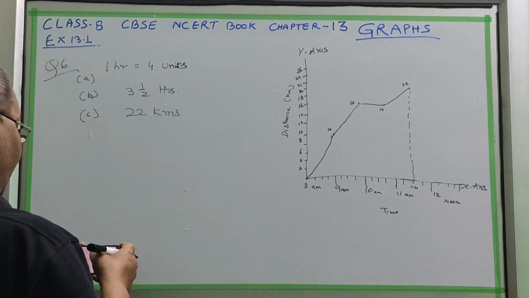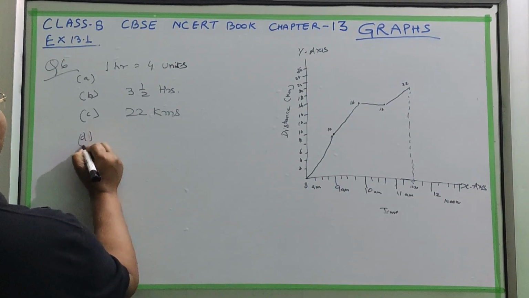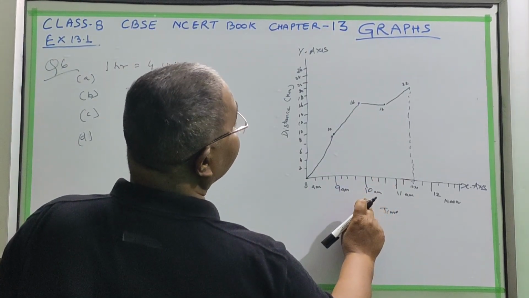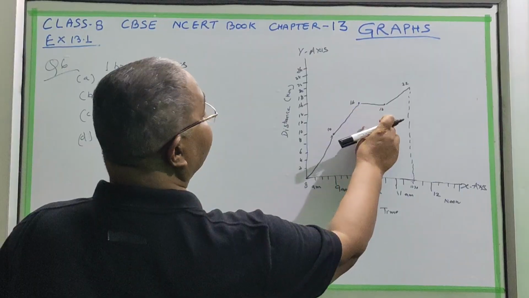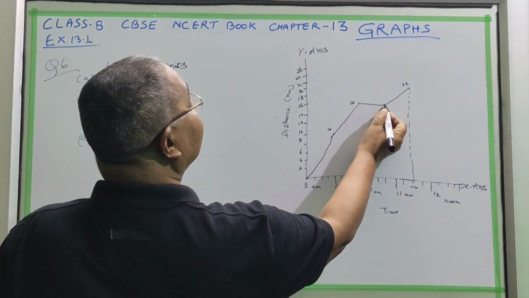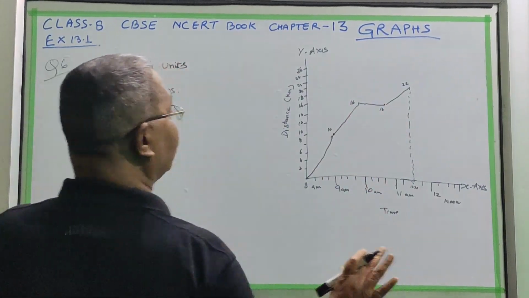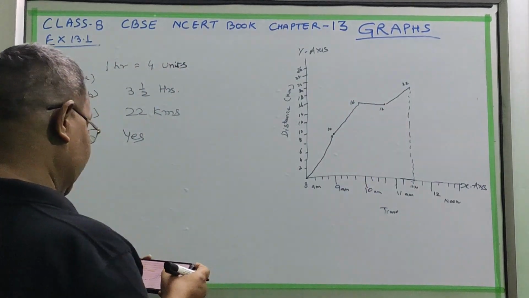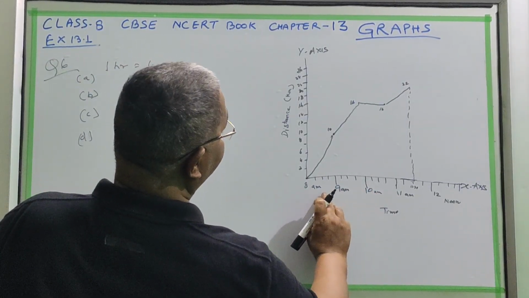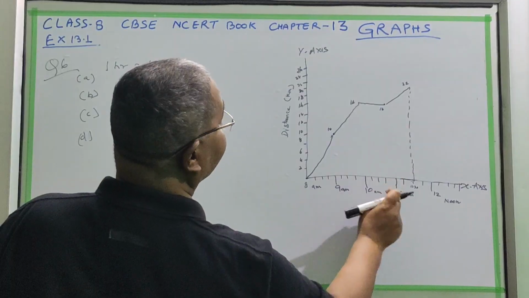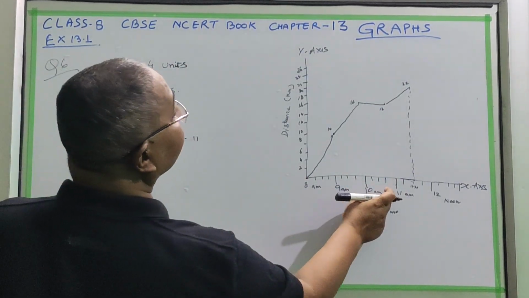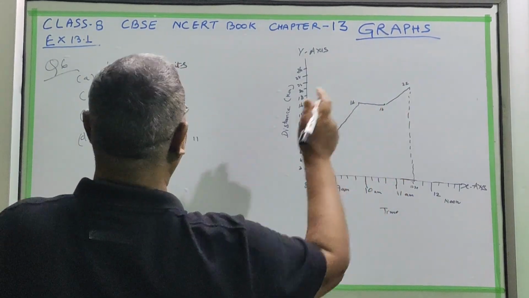Did the person stop on his way? D. Yes, he has stopped, because here you see the time has gone from 10 to 11, but the distance has not changed. It means the person was staying somewhere. So this is the time. Yes, from 10 to 11 he was staying, and then from 11 he started again.